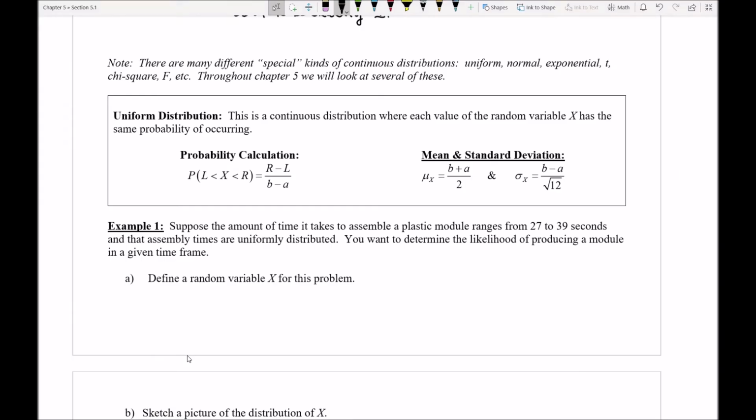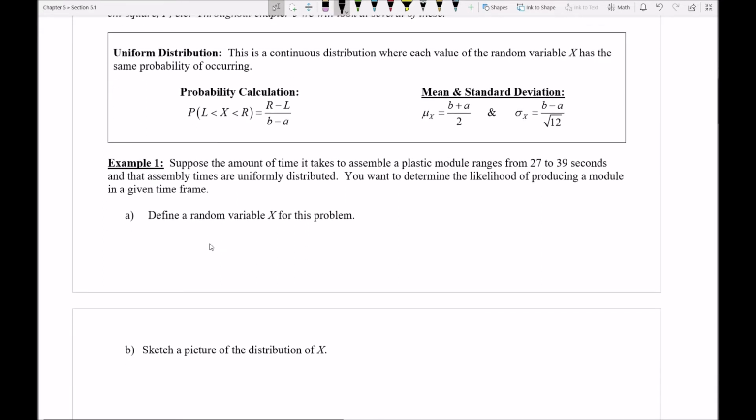Okay, so let's see how this works in example number 1. Suppose the amount of time it takes to assemble a plastic module ranges from 27 to 39 seconds, and that the assembly times are, this is nice, uniformly distributed. Okay, so this is just like what we saw in the opening motivation in the last video. Now we're just told, let's assume that each individual time is just as likely as all the other times. They are uniformly distributed. You want to determine the likelihood of producing a module in a given time frame.